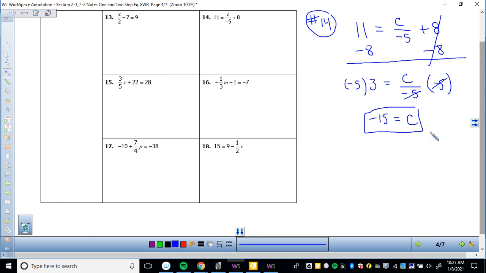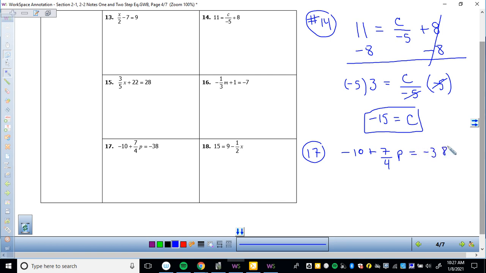All right, next one I want to look at, number 17. We're going to have negative 10, write this one down please, plus 7/4 p equals negative 38.